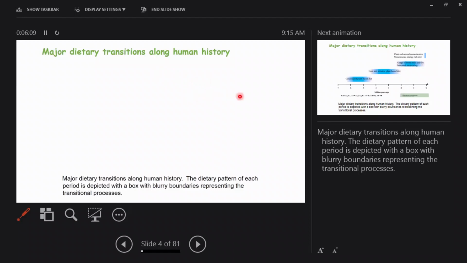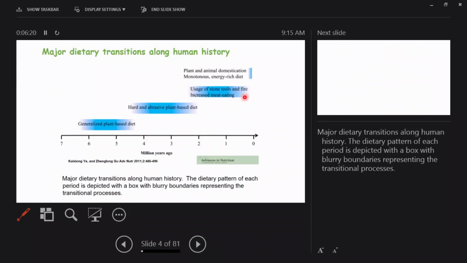All right, let's look at the major dietary transitions along human history. So how did humans actually adapt to the changing environment? This was taken from this journal. If you see, the scale is in million years. About 6 million years ago to around 4 million years ago, the humans living in that era generally consumed a plant-based diet. There's no data showing them consuming an animal-based diet.